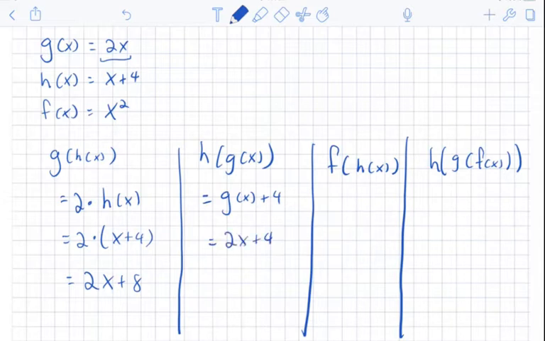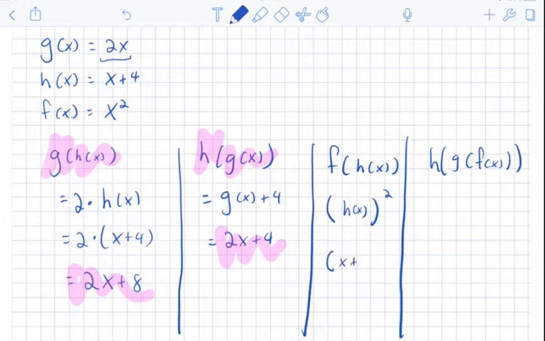I want you to note, just like in the previous lesson, that this expression and this expression aren't the same. There you go. These aren't the same. They're not the same function. So f is some term all squared. It's the variable all squared. In this case, the variable is h. It's named h of x. And then I'm going to replace that with x plus 4 all squared, which becomes x squared plus 8x plus 16.